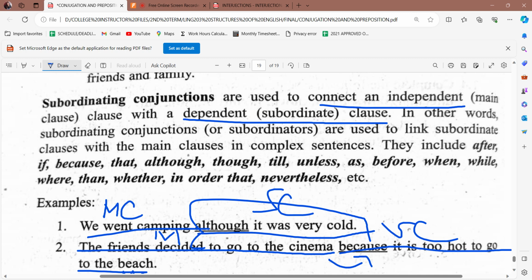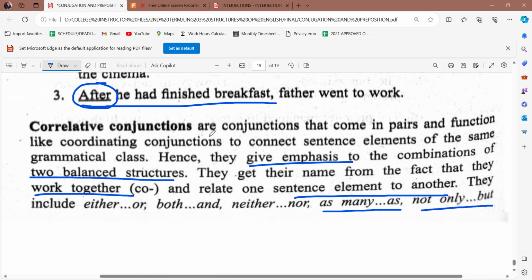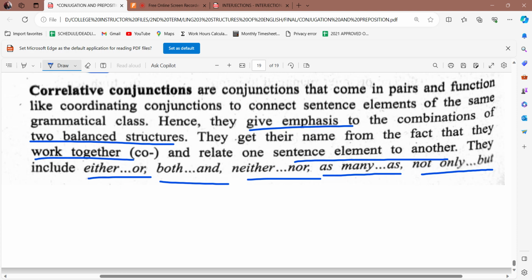These are used to connect an independent or main clause with a dependent or subordinate clause. Again, what is the other word for subordinating conjunction? It is called the subordinator or subordinators. Okay, and then correlative conjunctions. These are conjunctions that come in pairs and function like coordinating conjunctions.